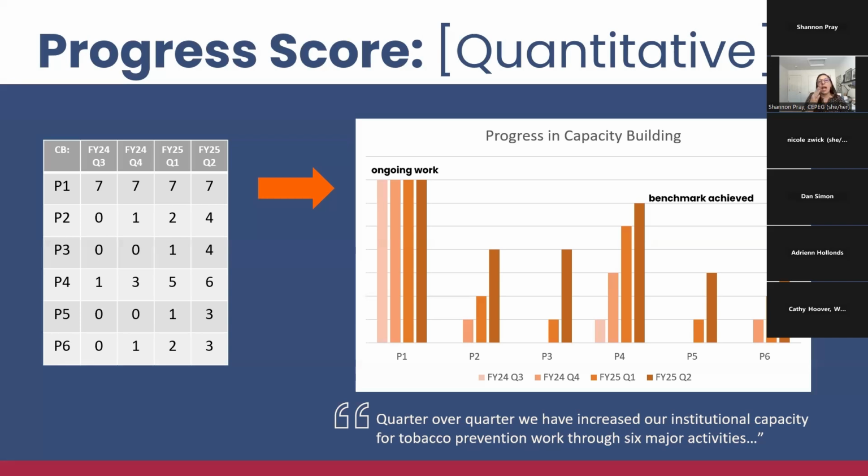And whether at that point it becomes ongoing work or it was completed for that year, what our picture shows is that we have done this work. And we can see really, as we say down here at the bottom, that quarter over quarter, we have increased our institutional capacity for tobacco prevention work through these 6 major activities. So all the work that we're doing here is moving the needle along in terms of developing our tobacco prevention work portfolio.